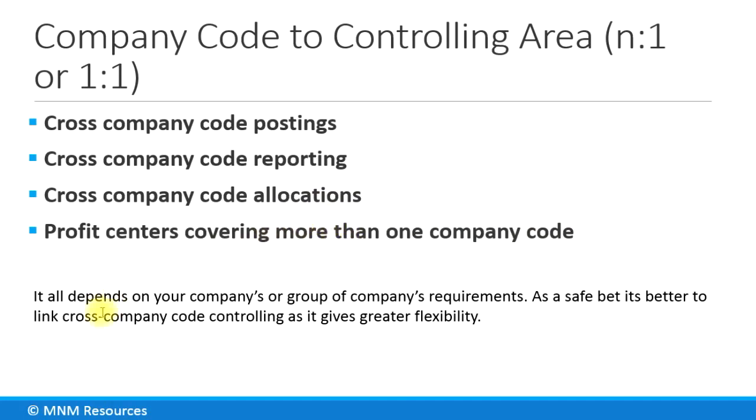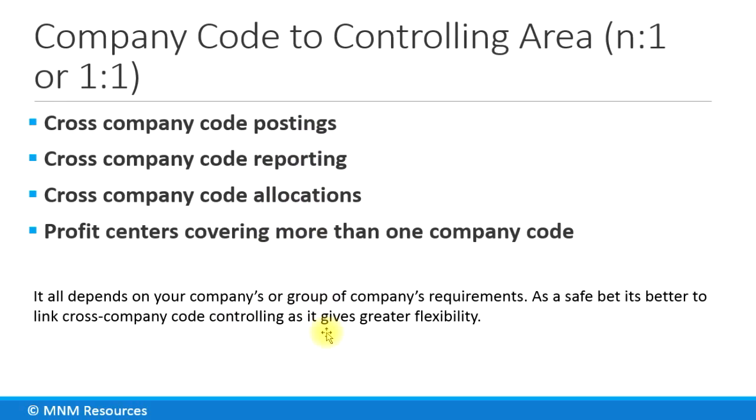Whether you want to assign one company code to one controlling area or many company codes to one controlling area, it all depends on your company's policy or your group of companies' policies. Sometimes they might want to simplify it and have one controlling area for each country, and ask all the company codes in that country to use the same controlling area. Or they might say every company code has its own controlling area. So it all depends on your company's policy. Of course, there's more flexibility if you have more company codes assigned to the same controlling area, because of all the 4 options I mentioned above.